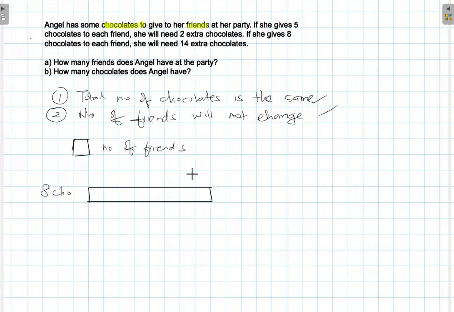Then it says what? I need 14 extra. 14 extra, so that means this is not enough. So over here I need 14 extra. Okay, so this is the 5 chocolates. So let me draw this first. 1, 2, 3, 4, 5, 6, 7, 8. Okay, so 5 chocolate.